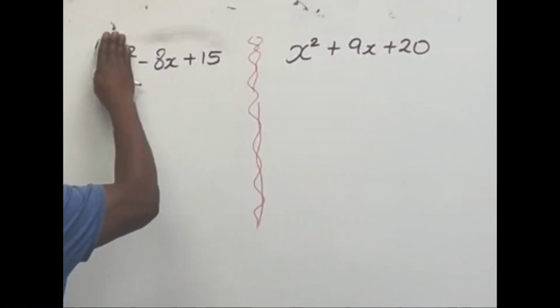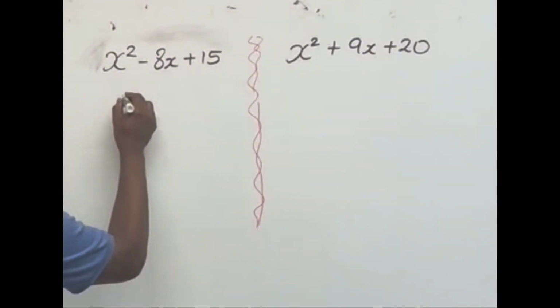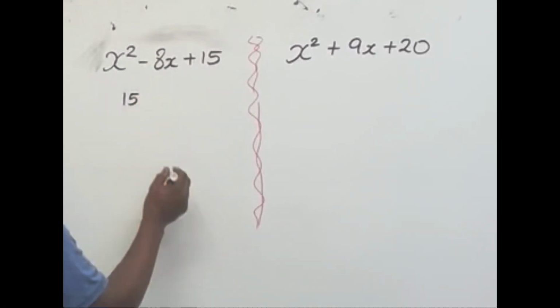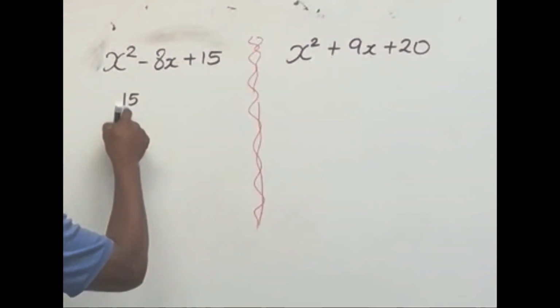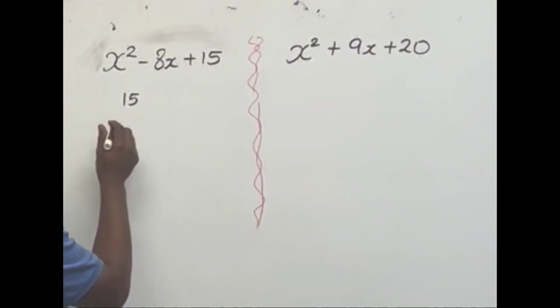Camera. Alright, let's go. When A is 1, find the factors of C that add up to B. So we're looking for factors of 15. Everyone go on your factor paper. Factors of 15 that add up to what? Negative 8. So let's look at factors of 15. Everyone give it to me.